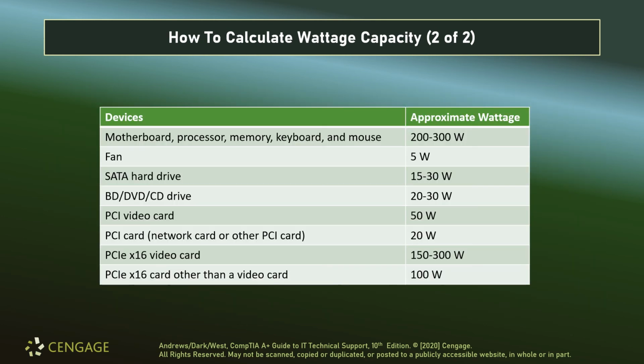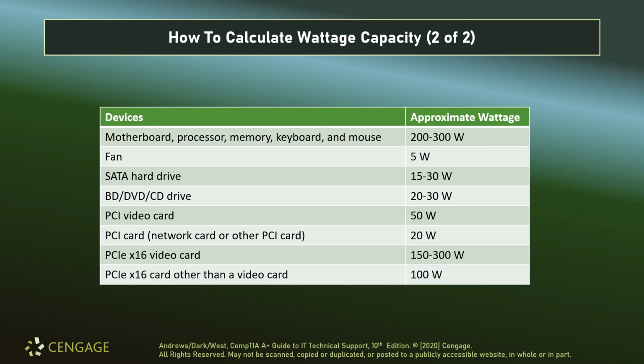So just for an example, let's take a look at these tables here that tell us some of the different items that we may come across. As I said, your core system includes your processor, your motherboard, your memory, your keyboard, and your mouse. It's about 200 to 300 watts. Fans tend to be pretty minor, about 5 watts.